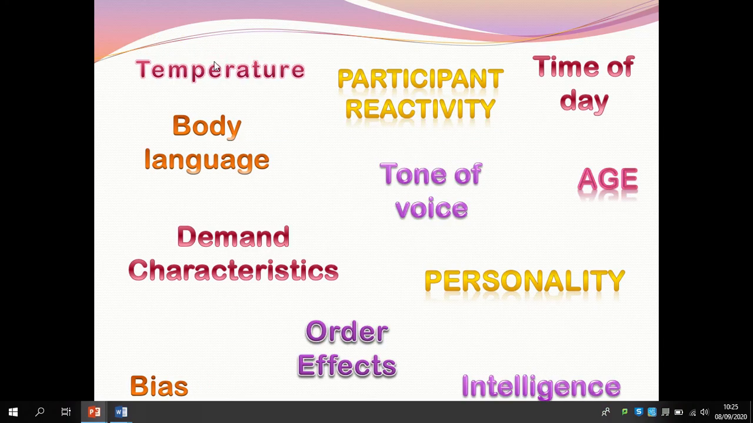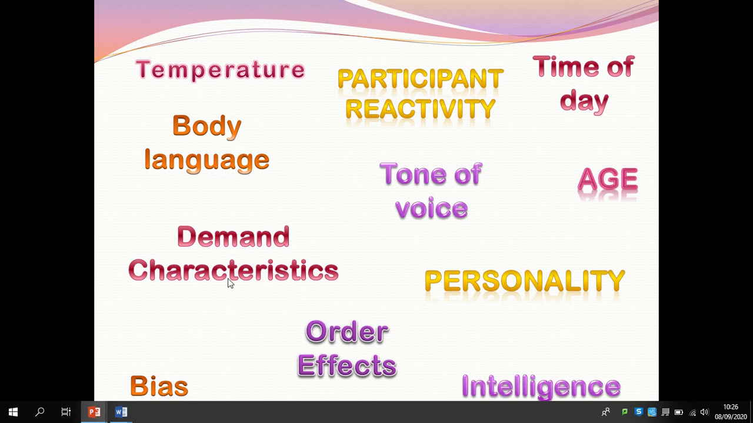So we have a couple of things here now. Some of these are very important keywords, and you might have to write this down as well in your notes that you're working on Monday. So we've got things like temperature. So these are potential things that could affect your study. Temperature, body language, so potential variables that could affect your study. Participant reactivity, so how reactive they are. The time of day, the age, the tone of voice, personality, intelligence, bias. And then we've got these two really important words. We've got the word demand characteristics and the word order effects.